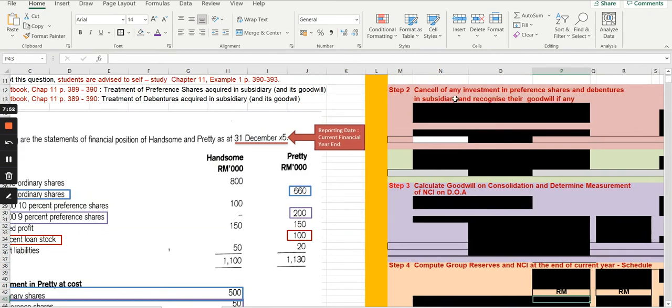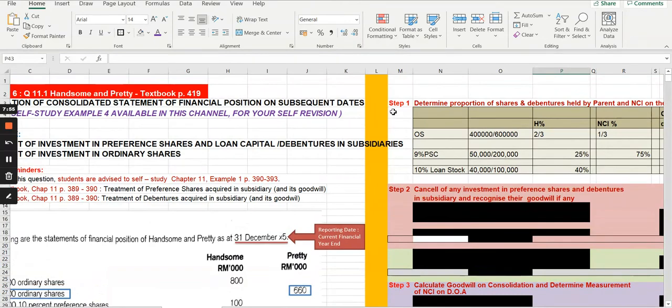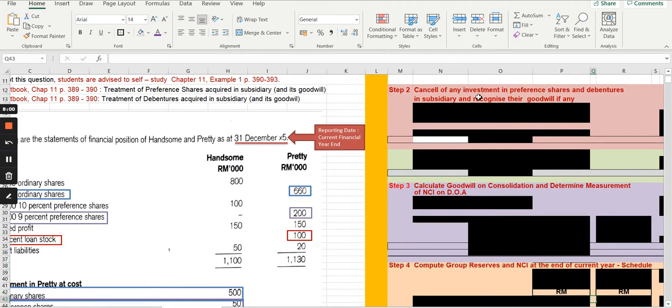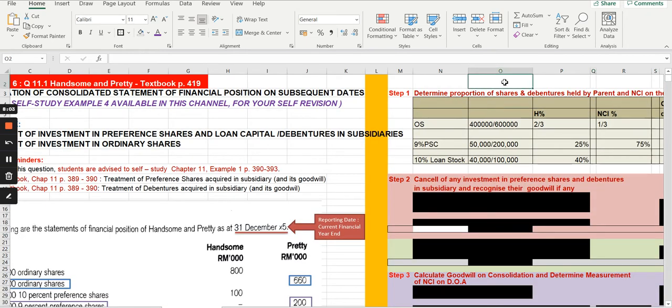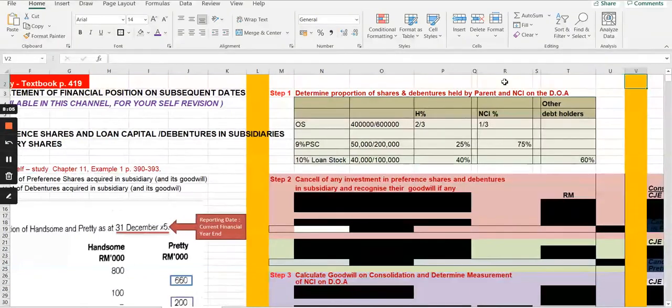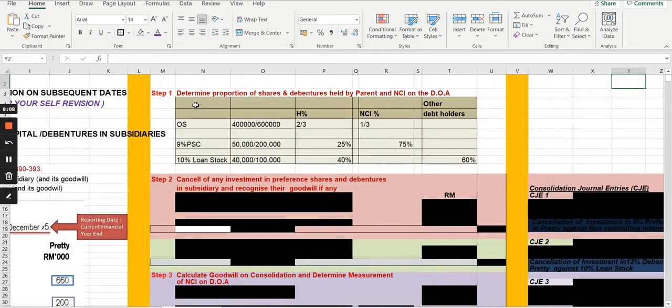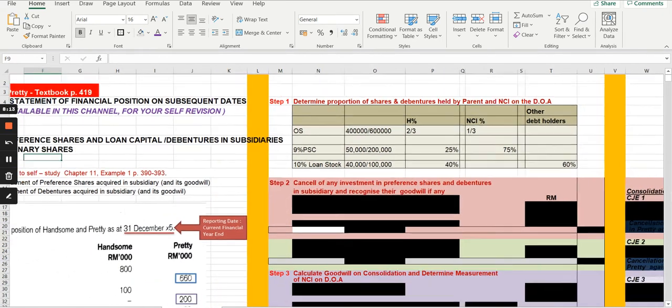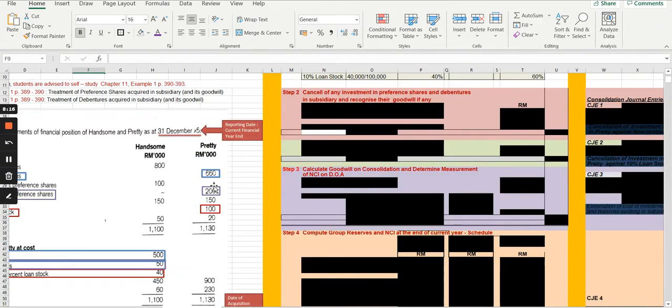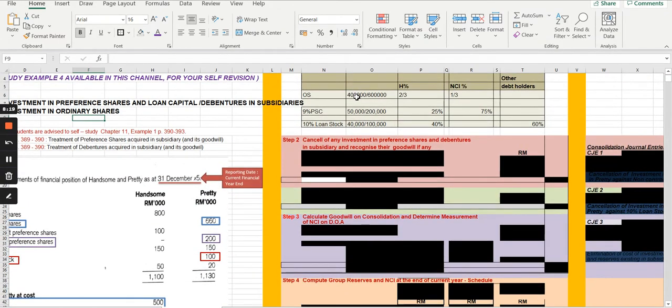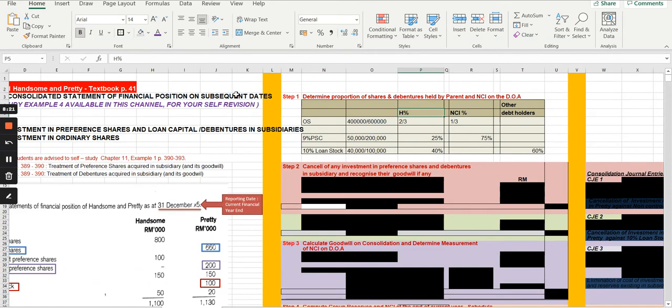Okay, so I have put a few steps here, where the first one is for you to determine the proportion of shares and debentures held in your investment made. So if you look here, you have the information. You need to make use of that information. So I'm going to make it a little bit smaller here. Number one is that you're going to calculate how much is the percentage held by the parent, because H percentage means the percentage held by the parent, or the holding company.